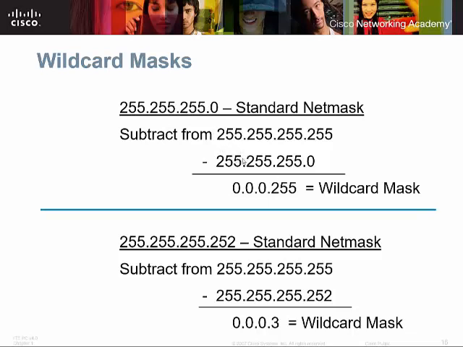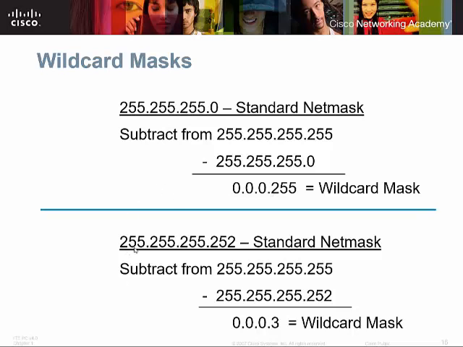So if I subtract this value from all 255s, well, 255 minus 255 is 0, 255 minus 255 is 0, 255 minus 255 is 0, 255 minus 0 is 255. So in this case, for a Class C network, our wildcard mask is 0.0.0.255. Easy. What about along non-classful boundaries?